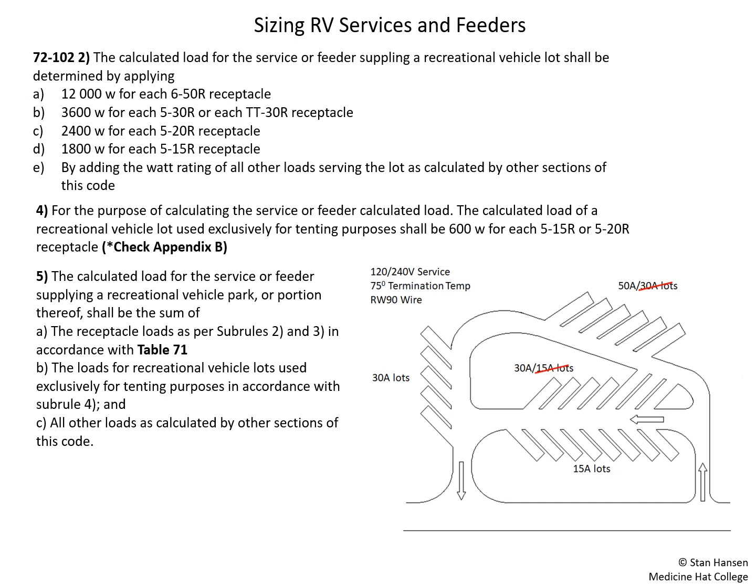Subrule number 5 states that the calculated load for the service or feeder supplying a recreational vehicle park shall be the sum of A, the receptacle loads as per Subrules 2 and 3 in accordance with Table 71, and B, the loads for recreational vehicle lots used exclusively for tenting purposes in accordance with Subrule number 4, and then C, all other loads as calculated by other sections of this code.